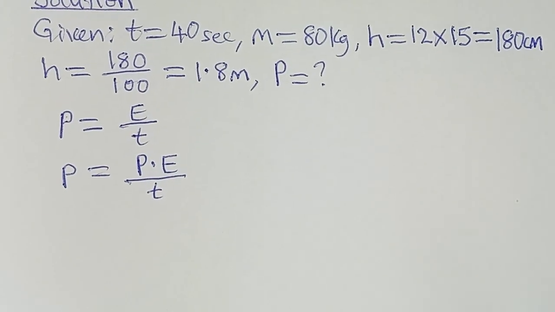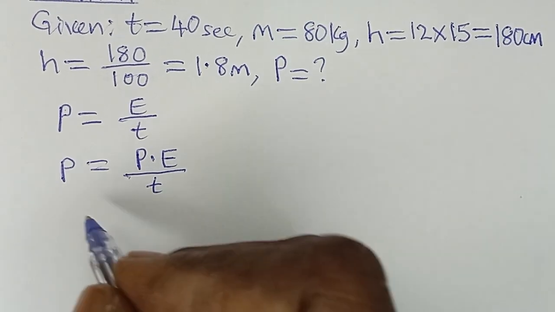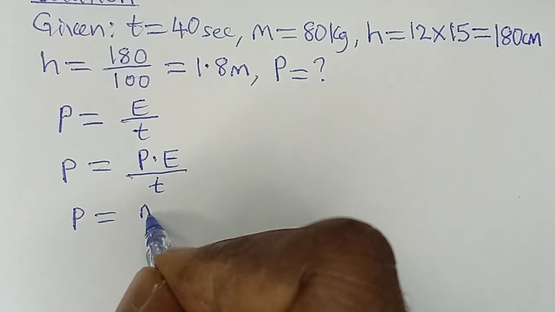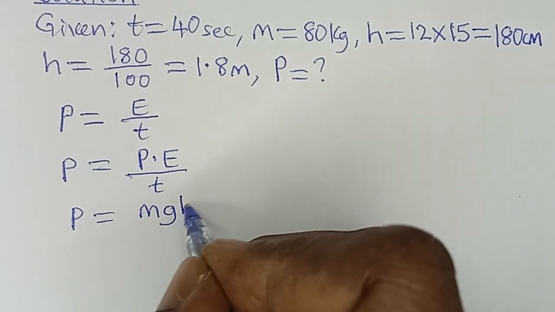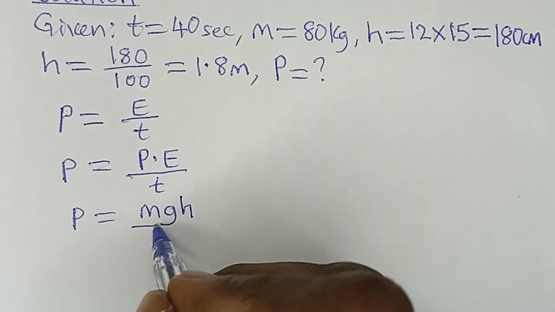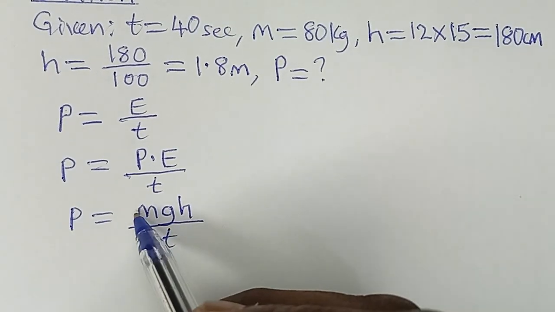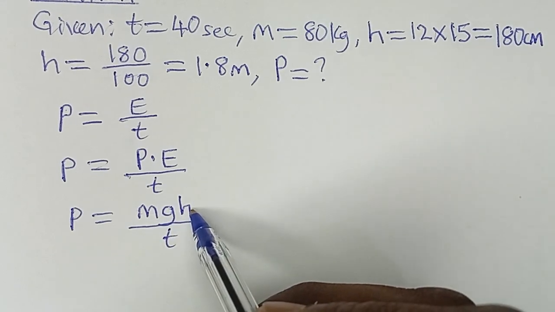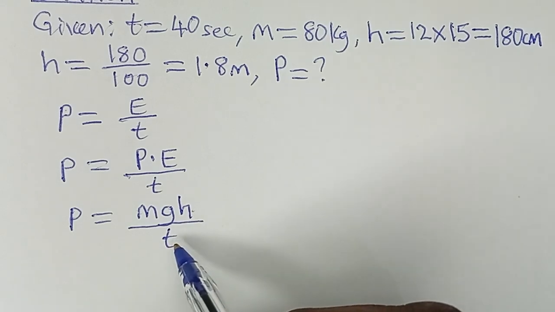Now the question is the formula for potential energy. I want to believe we have not forgotten that formula. The formula for potential energy is mass times acceleration due to gravity multiplied by height. That is mgh divided by the time that we have under here, t. So potential energy is mgh. Mgh is the formula for potential energy. And then the time under here is written as this.